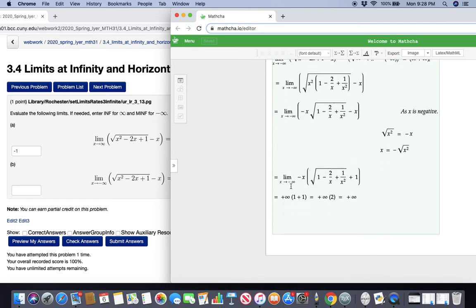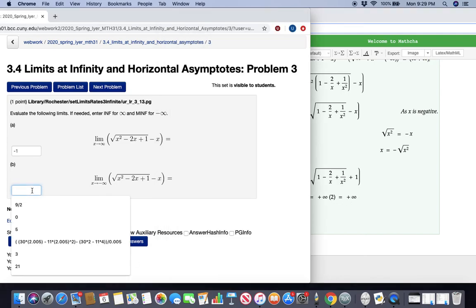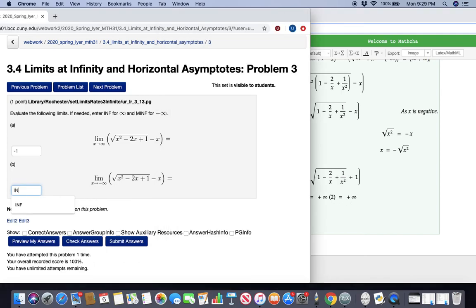Now when I let x approach negative infinity, negative x becomes positive infinity. This quantity goes to 0, this quantity goes to 0. Square root of 1 is 1, plus 1 is plus 1. So positive infinity times 2 is a positive infinity. So let me write it here, INF for infinity.